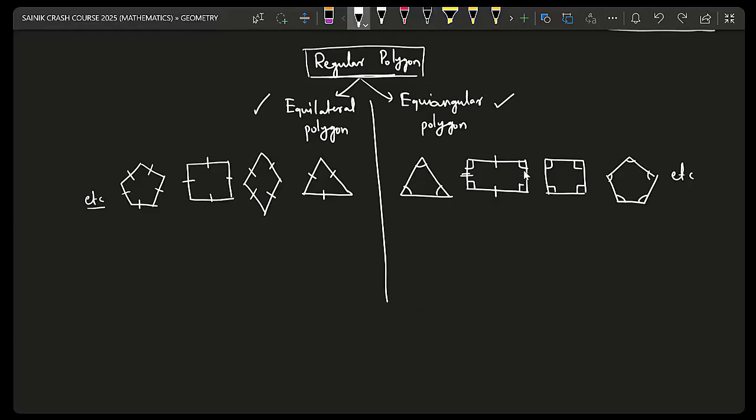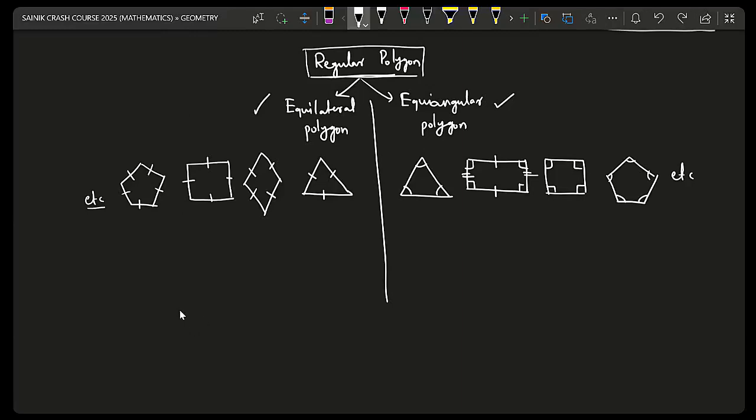But you take the example of this square. Square is always equilateral and equiangular. That's why we can call a square a regular polygon. So what is a regular polygon? It is both equilateral and equiangular. Then we can call it a regular polygon.